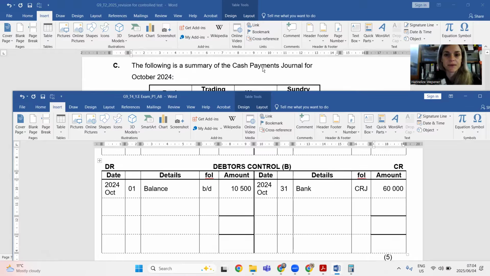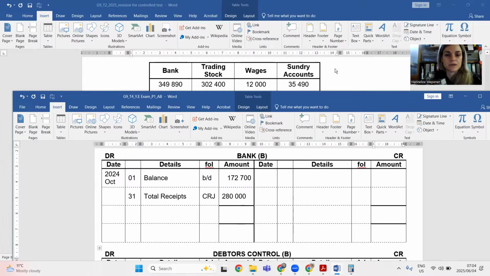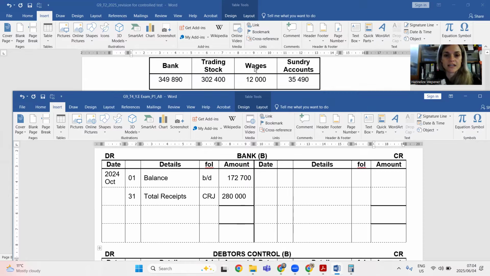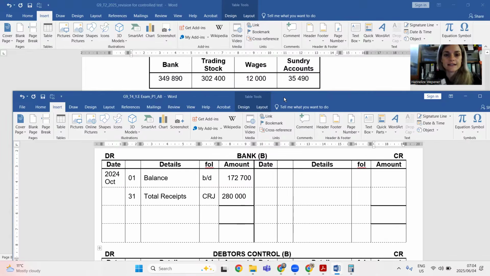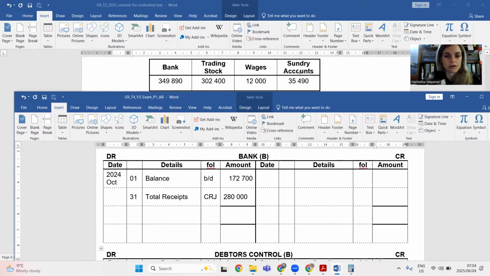We also had a cash payments journal. In other words, we no longer have all of this money because we made some payments for trading stock, wages, and some other things. They didn't give us the details for those other things, so we can't post that to our ledgers. We can only post the information that we do have. So our bank decreased, so we're crediting bank by the last day with our total payments for the month, as recorded in my CPJ, 349,890. What I purchased is trading stock.